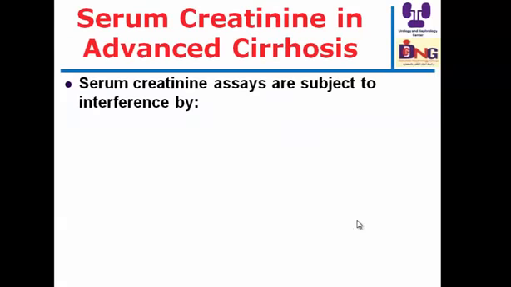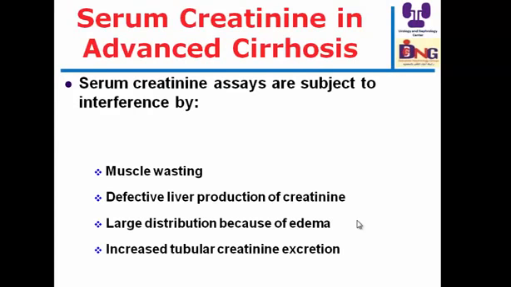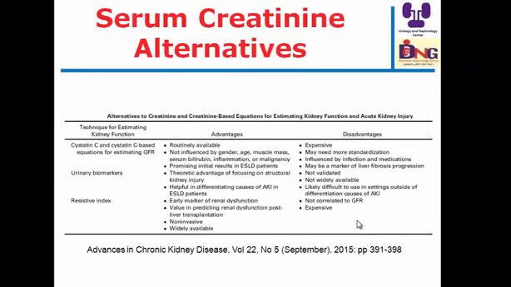What about serum creatinine in cirrhosis? Serum creatinine underestimates renal dysfunction in advanced cirrhosis. Why? Because of muscle wasting, and we know that the muscle is a source of creatine, which is transferred by the liver into creatinine. The second point is the lower production of creatinine and a large distribution of creatinine by edema, and increased tubular secretion of creatinine. Serum bilirubin also interferes with assays of creatinine. So for all these reasons, serum creatinine underestimates the degree of renal dysfunction in advanced cirrhosis.